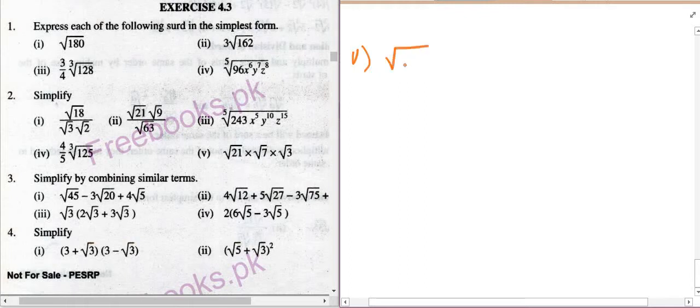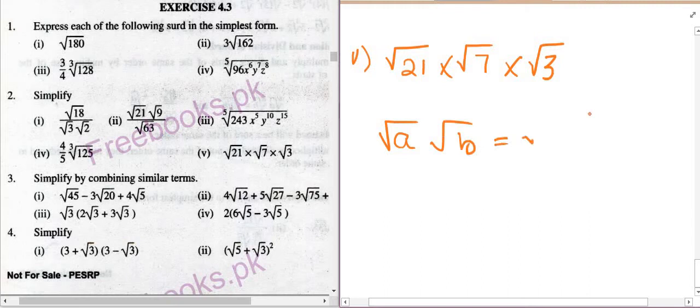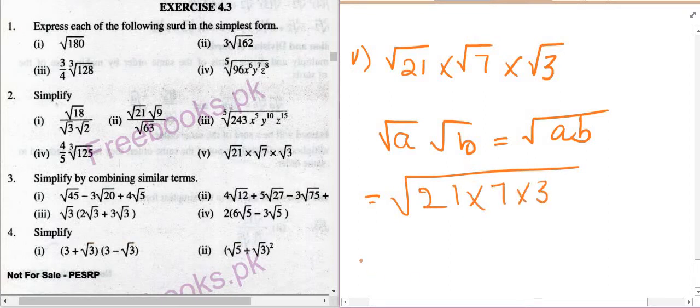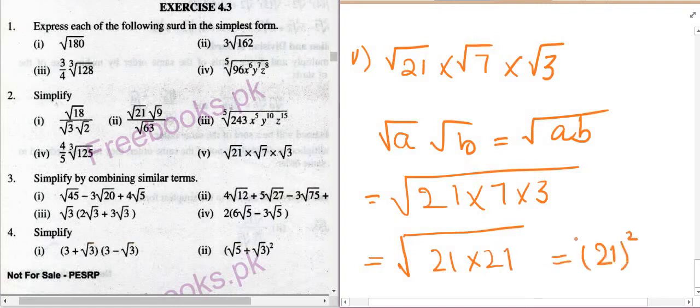Fifth, √21 × √7 × √3. Just use the law. We know that if there are √a × √b, we can write it as √(ab). So just write it as √(21 × 7 × 3). It will become √(21 × 21), which is 21 square, and this is the second square root, so it becomes 21.